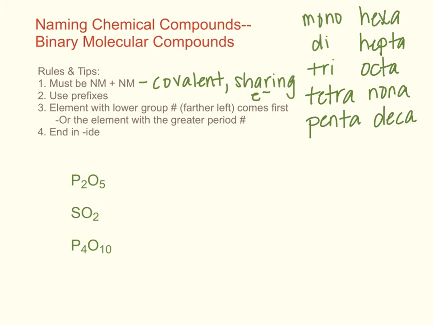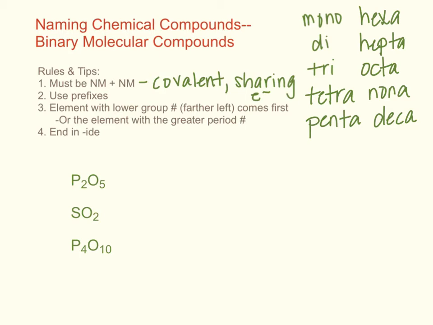So when I'm writing my names, just keep this in mind. The element with the lower group number on the periodic table, so the one that's farther left, is going to come first. So on my periodic table, phosphorus has a group number of 15, while oxygen has a group number of 16. So phosphorus has the lower group number. It's farther to the left. It's to the left of oxygen, so it comes first.